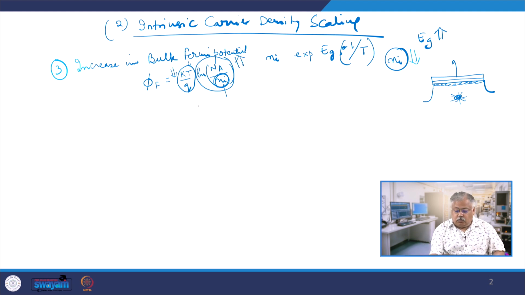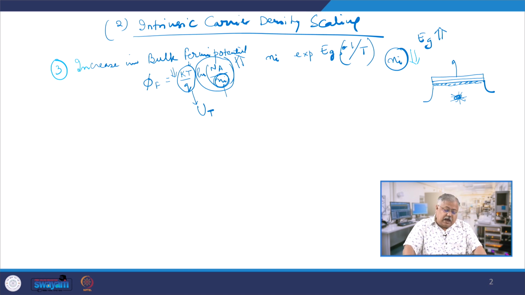One is kT by q, also referred to in many research papers as UT, the thermal equivalent voltage, which is 25 millivolts at 300 Kelvin, multiplied by the natural log of Na by Ni. With a decrease in the value of Ni, Na by Ni increases, and the natural log of that value increases. So these two are competing factors, but overall, phi f now becomes a strong function of temperature.